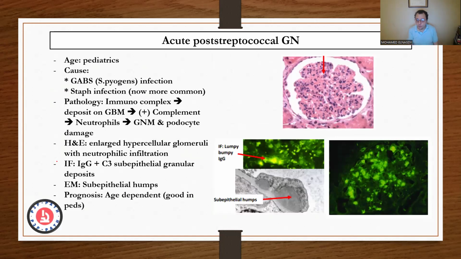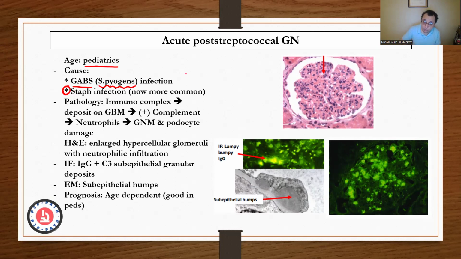Let's start with the acute post-streptococcal glomerulonephritis. It happens, of course, usually in the pediatric population, and I'm sure you remember that from your Step 1. I might end up explaining it in the microbiology lecture in a while. It starts with infection by GABS, which are group A beta hemolytic streptococci, which includes Streptococcus pyogenes. However, please remember that now it happens post-staphylococcal infection, or post-staph, not post-strep.